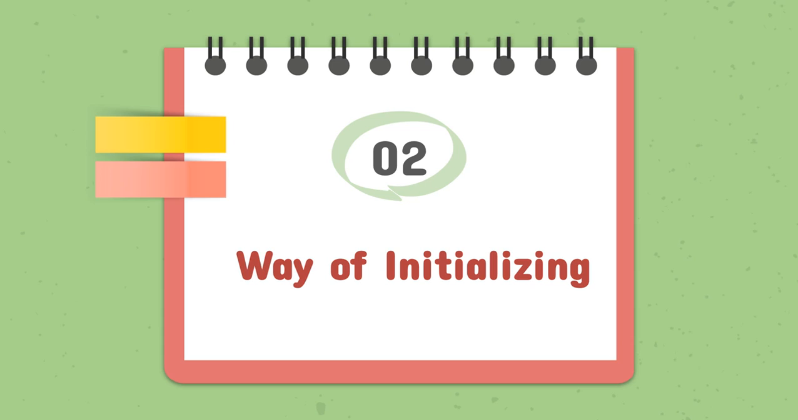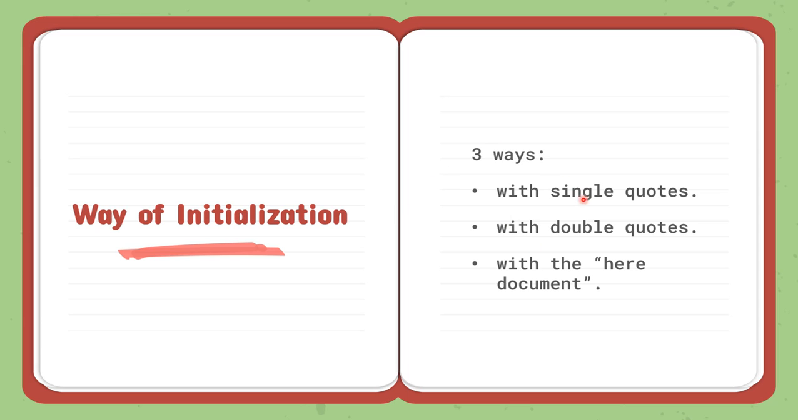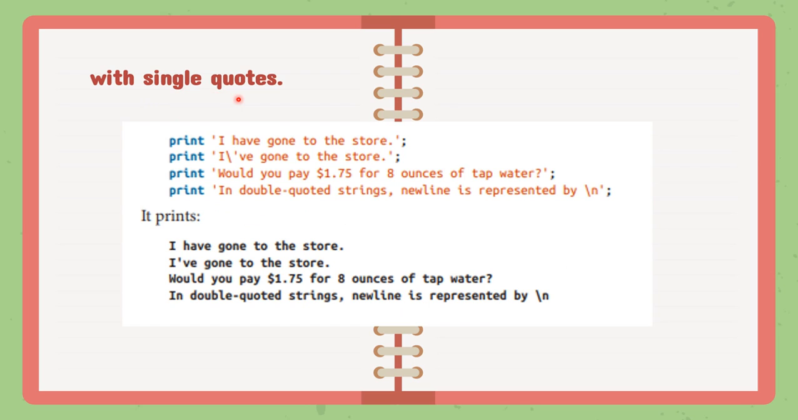Next we have the ways of initializing a string. In this we have a total of three ways: with single quotes, with double quotes, and with the heredoc. Okay, with a single quote.